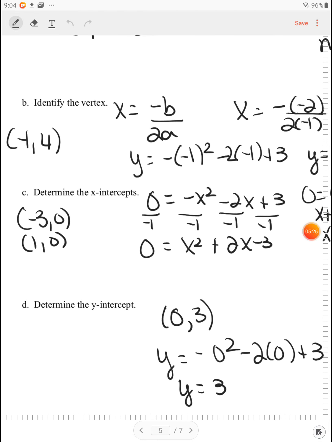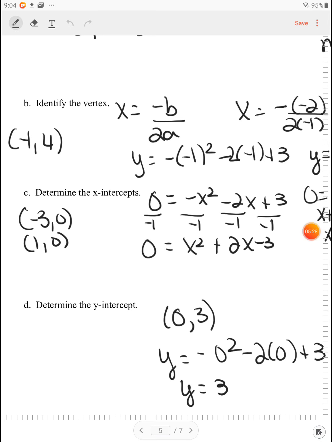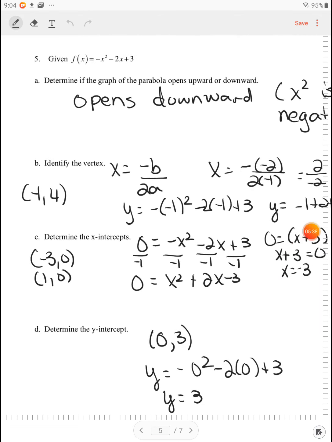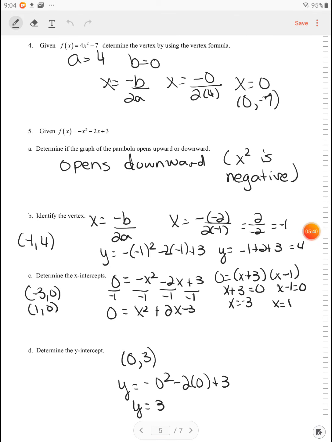To determine the y-intercept, you have x equals 0, so we plug it in. We get 0 minus 0 plus 3, giving us 3, so y equals 3. So our y-intercept should be 0, 3.